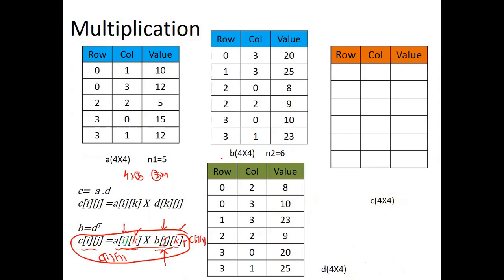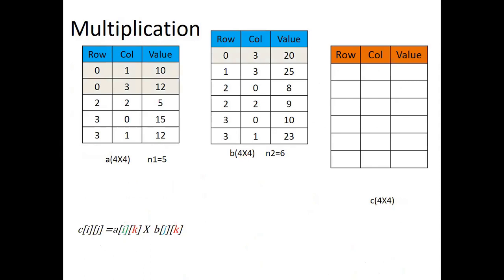Now these are the values. This was the original triplet and this is the transpose version of that triplet. Now we are left with matrix A and matrix B, which is the transposed version of the original. In the transposed version, there are a total of 6 non-zero entries, and in this version, there are 5 non-zero entries. N1 is 5, N2 is 6, which will be of our concern.